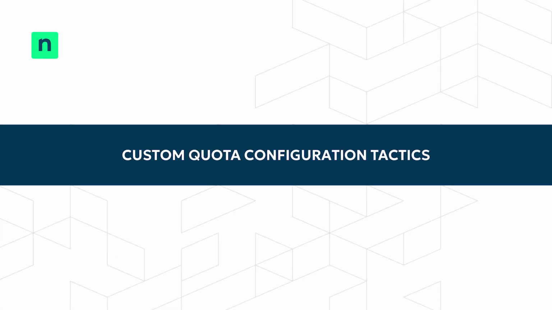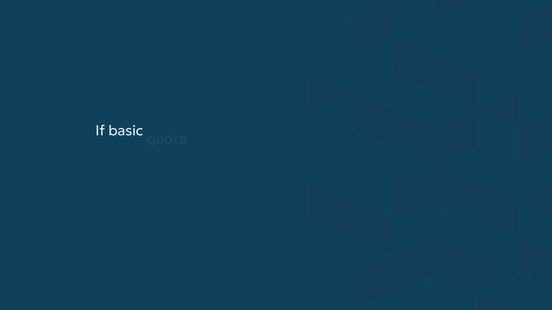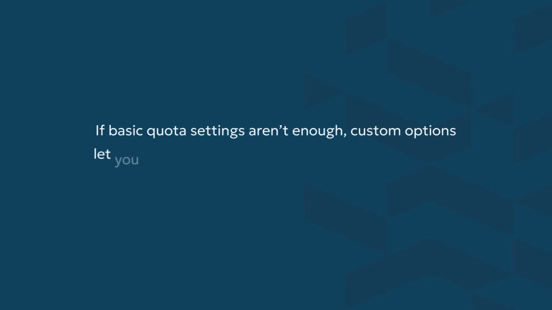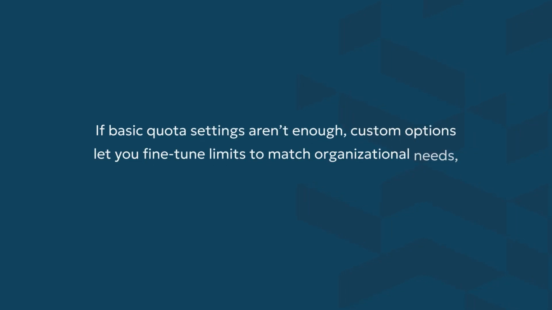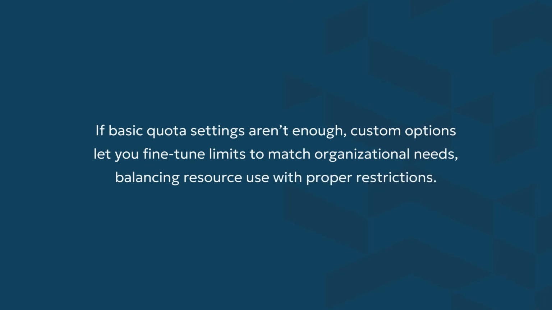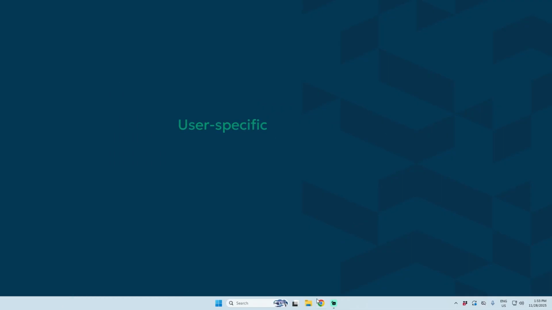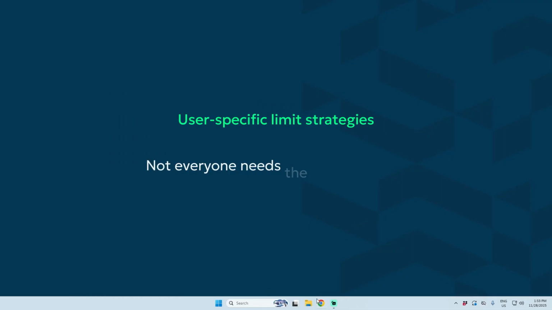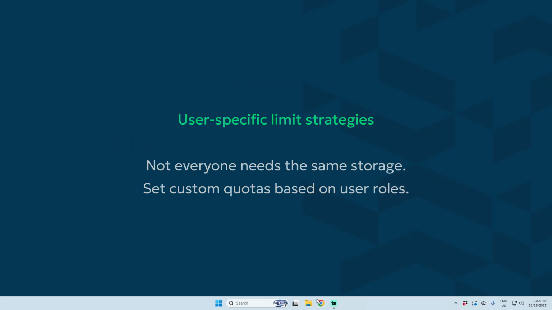Custom quota configuration tactics. If basic quota settings aren't enough, custom options give you more control. They let you fine-tune storage limits to better match your organization's needs, balancing resource use with the right restrictions. Not everyone needs the same amount of storage. You can set custom quotas based on each user's role. Here's how to do it.